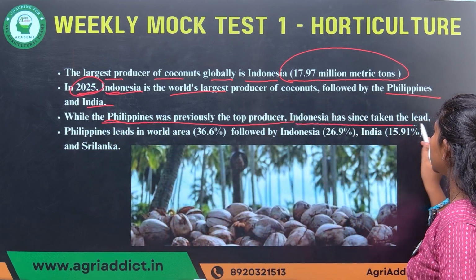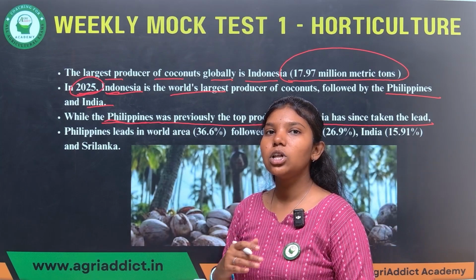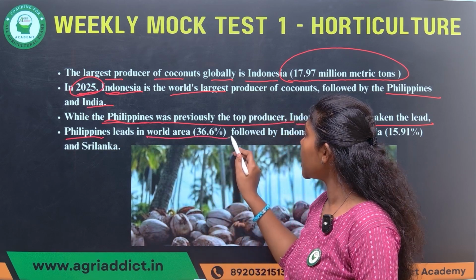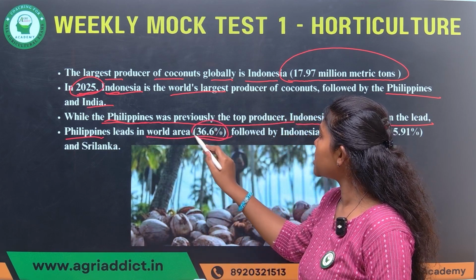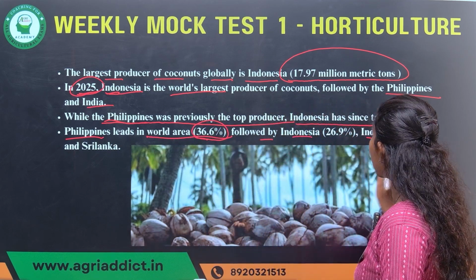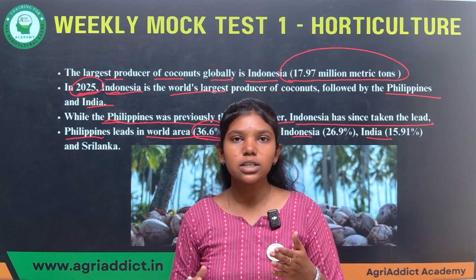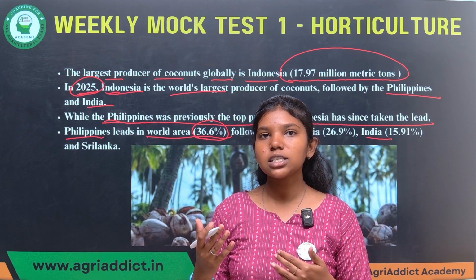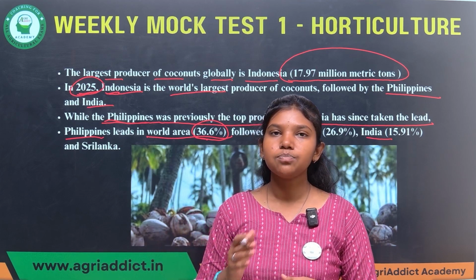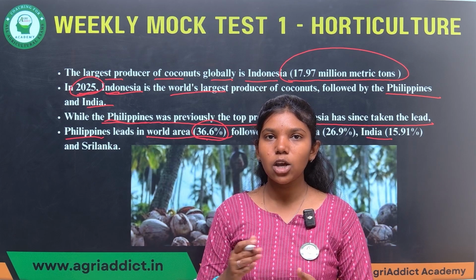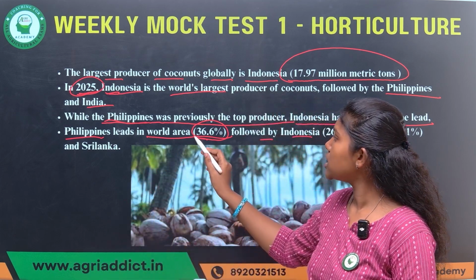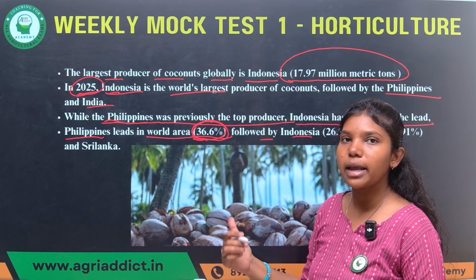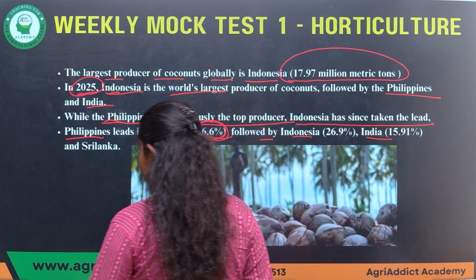Indonesia has since taken the lead recently, but even though Indonesia is the largest producer, Philippines leads in the world area, that is 36.6%, followed by Indonesia and India. The important point to be noted here is when it comes to largest producer in terms of yield and metric tons, the largest producer is Indonesia, whereas when it comes to largest area occupied, it is Philippines. It occupies 36.6% of the total area. This is the important point to be noted here. Make note of it. We'll go to the next question.